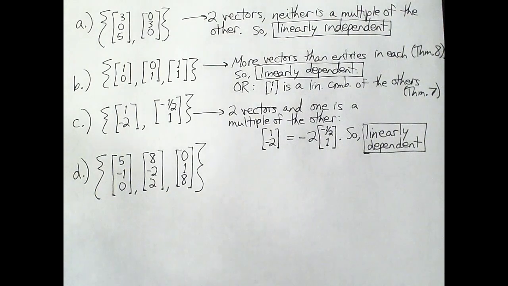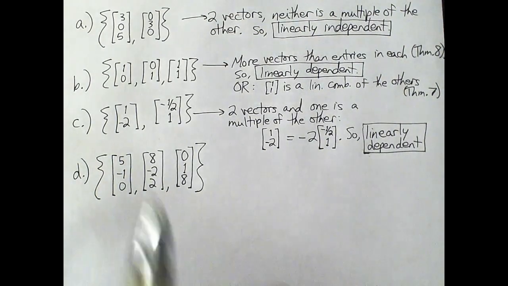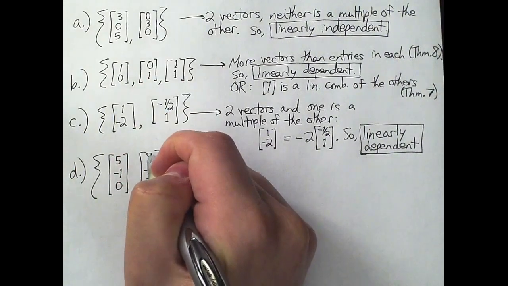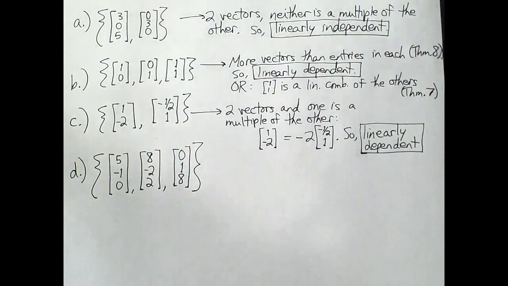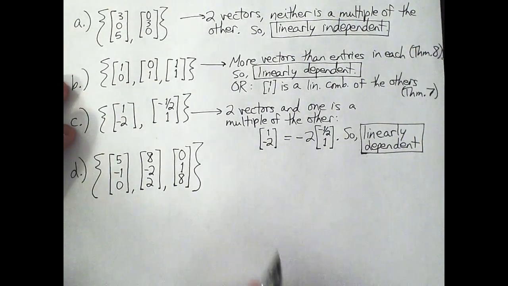We could try to use theorem 7. Is one of these a linear combination of the others? I would say it's hard to tell. It would take some work in order to tell if one of these is a linear combination of the others. I don't see a linear combination jumping out at me, like putting weights in front of 2 of them and trying to get it to equal the third. It doesn't look clear.